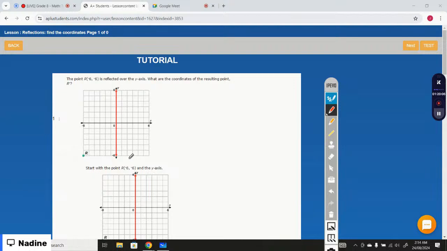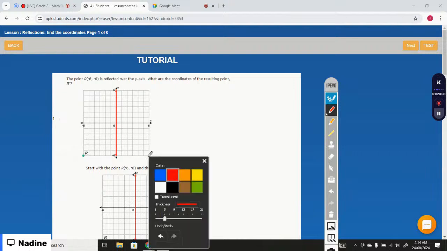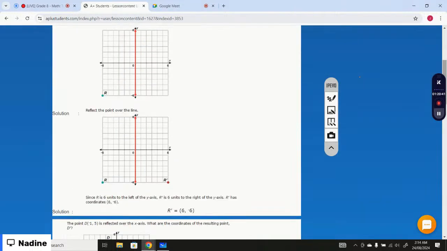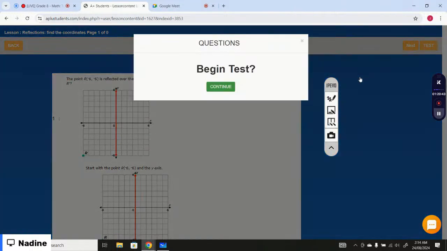So if R is reflected, that would be here, right? That is exactly the same distance on the x-axis and the same distance on the y-axis, right? So that would be the reflected image, R dash, and the coordinates of R dash are x is 6 and y is negative 6. So 6 and negative 6 is the correct option. Let's start with the test questions.